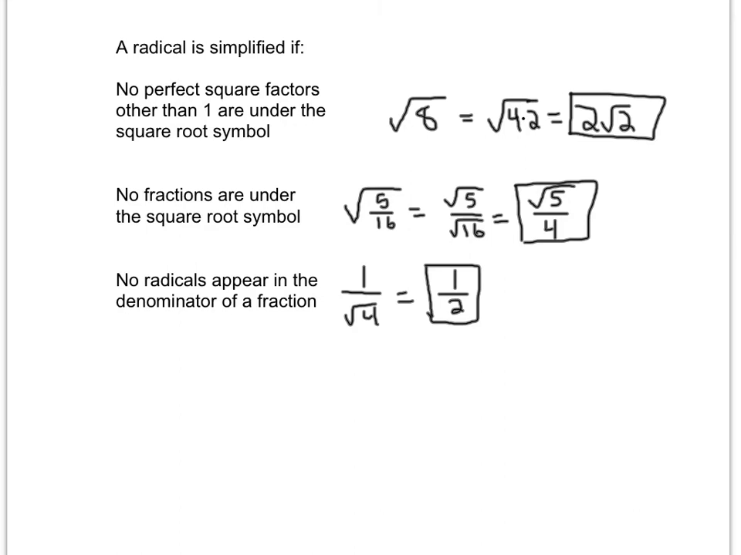This slide is just a friendly reminder of when a radical is simplified. A radical is simplified if we have no perfect square factors other than 1 underneath the square root symbol. So for example, we can break apart the square root of 8 because the square root of 4 is a perfect square. So we can still break that apart. And again, we can't have fractions underneath the square root symbol, so we can break it apart and then simplify. Same thing here. We can't have radicals that appear in the denominator, so we can still simplify that. Today we're going to talk about this middle part, the quotient property, and how to use that effectively. Let's move on to the next slide.